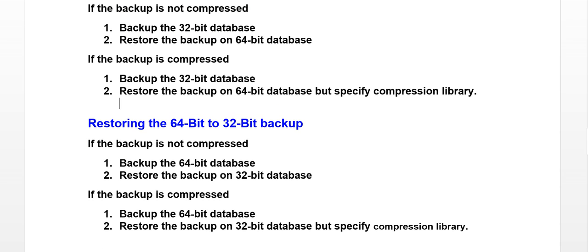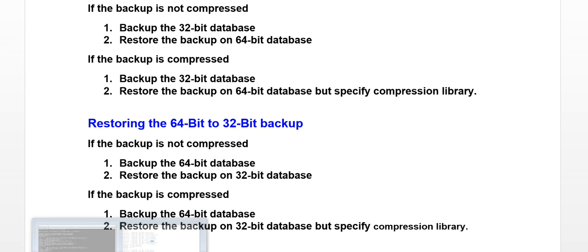Similarly for 64-bit to 32-bit. The steps remain the same irrespective of whether you are going from 32-bit to 64-bit or 64-bit to 32-bit. Just a difference: if the backup is not compressed, you are good to go, you just take a backup and restore it. If the backup is compressed, you have to specify the compression library.